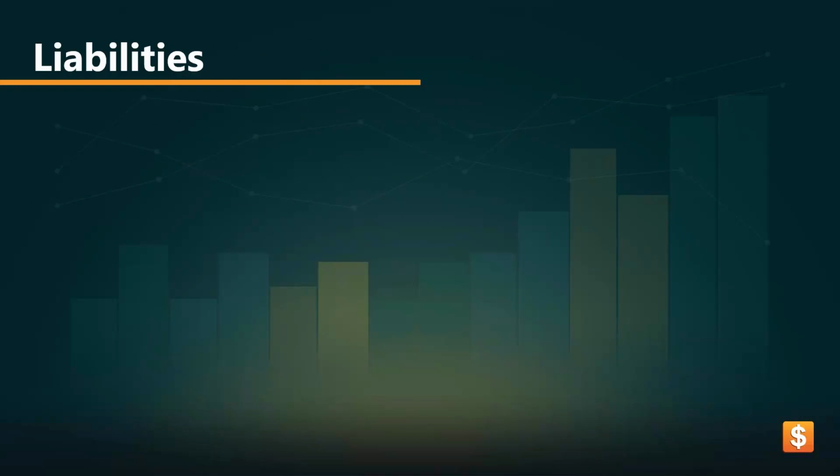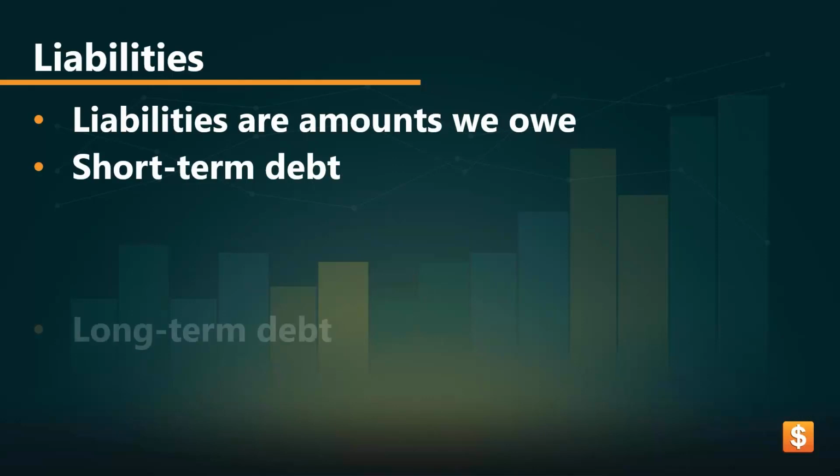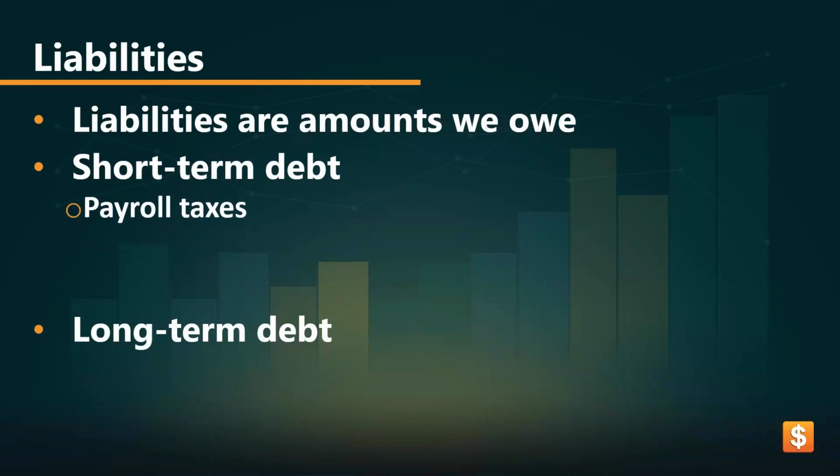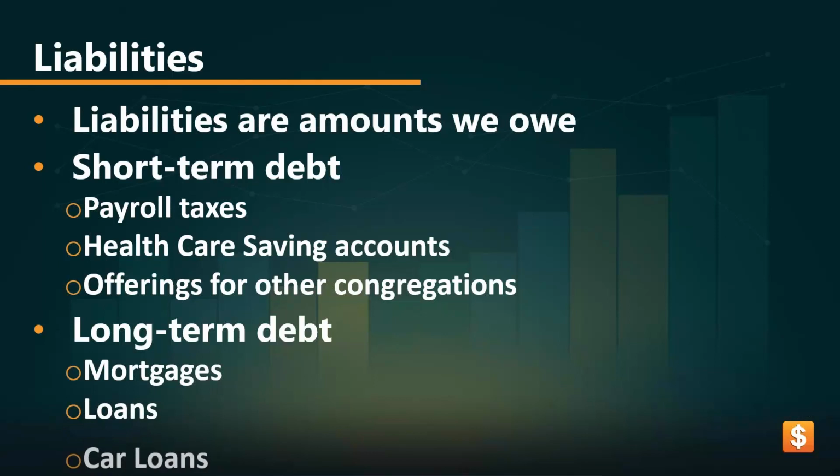Next up, we have liabilities, and these are amounts that we owe. This can include short-term debt and long-term debt. In the short term, that can include things like payroll taxes, CSA or HSAs, and any sort of offerings from other congregations as well. Long-term debt can be anything from mortgages, any sort of bank loan, and also car loans if you have a vehicle.